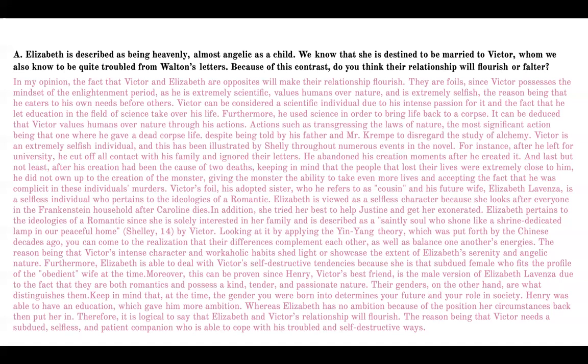Victor's foil, his adopted sister, who he refers to as cousin, and his future wife, Elizabeth Lavenza, is a selfless individual who adheres to the ideologies of the Romantics. Basically, Elizabeth is viewed as a selfless character because she looks after everyone in the Frankenstein household after Caroline passed away. In addition, she tried her best to help Justine get exonerated. Elizabeth adheres to the ideologies of Romantics, since she is solely interested in her family, and she is described as a saintly soul who shone like a shrine-dedicated lamp in our peaceful home.